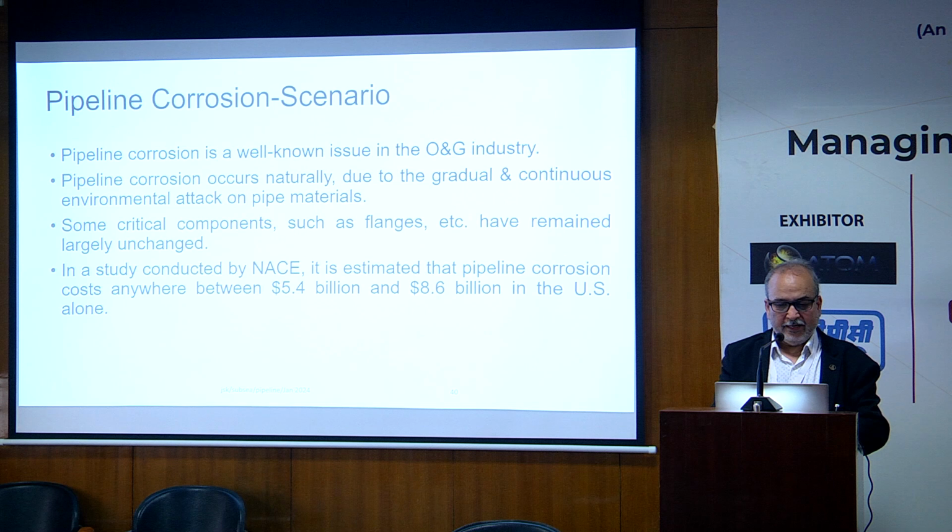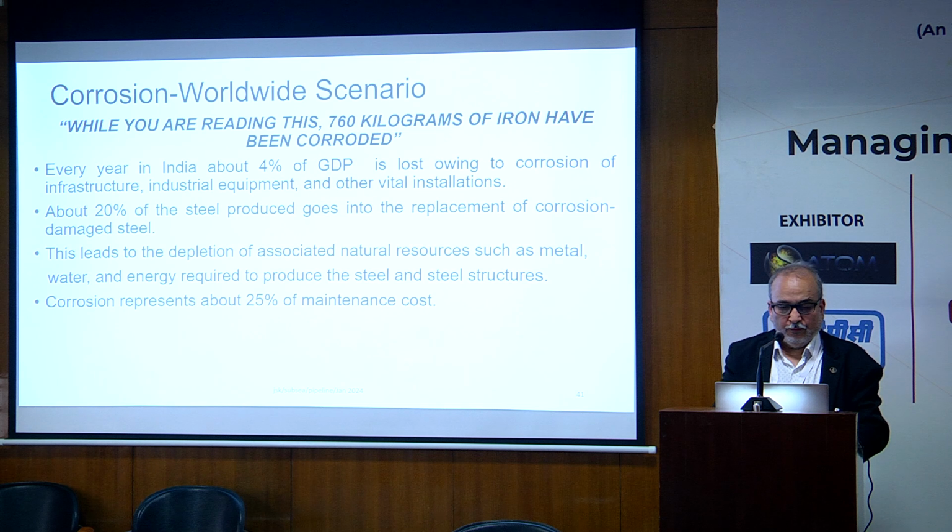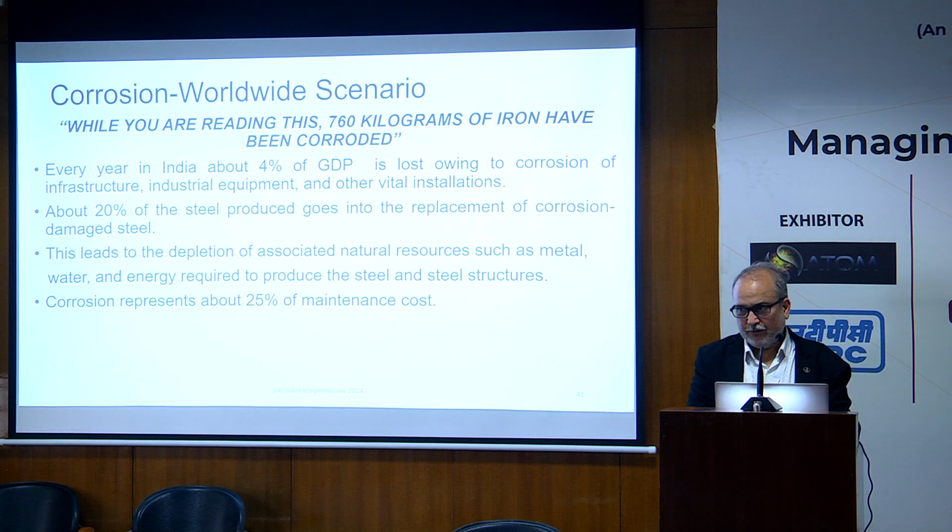The various scenarios we come across in the industry: corrosion is well known in the oil and gas industry. Pipeline corrosion occurs naturally due to the degradation caused by continuous environmental attack on the pipelines, sometimes on critical components such as flanges. A NACE study, an old study, put the figures in the USA itself at between 5.4 billion and 8.6 billion. While you are reading this particular line, 760 kilograms of iron have corroded. This is the magnitude we can understand.